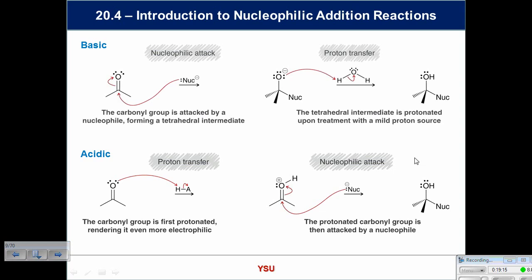So we have a couple of different environments here. At the top we have the basic conditions in the flask. At the bottom we have the acidic conditions in the flask. Very different. Now at the top, what is the pH? Greater than 7 or less than 7?